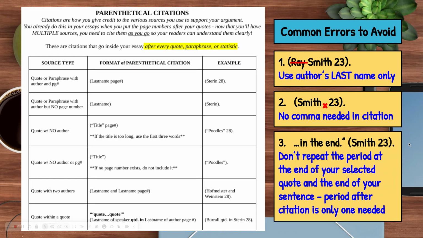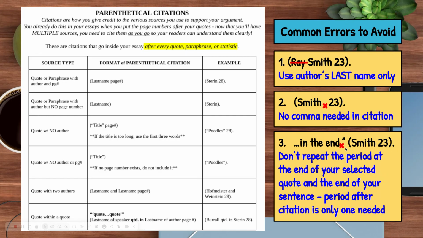The third and probably the most common error is you don't need to repeat a period at the end of your selected quote and at the end of your sentence, right? You only need the period here after the citation. Notice how it's in the end, period, Smith 23, period. I don't want to say the word period twice, right? So we just cross out this one, and this is all that you would need.